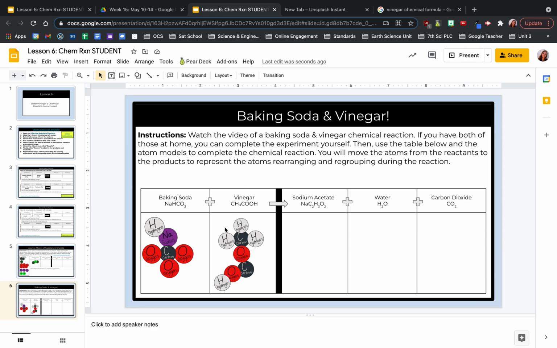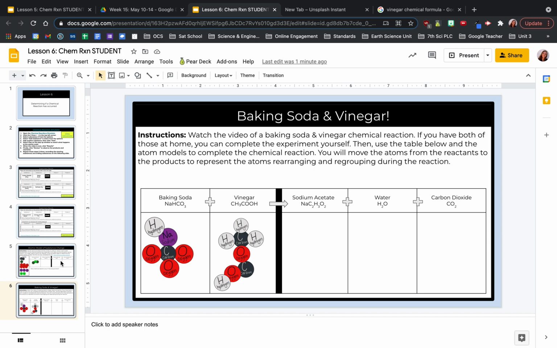I'm going to go over how to complete the baking soda and vinegar slide. So this one instructs you to first watch a video of a baking soda and vinegar chemical reaction. I'm sure many of you have seen that done before, and you can even do it at home if you want to. Then you're going to use the table below and the atom models to complete the chemical reaction.